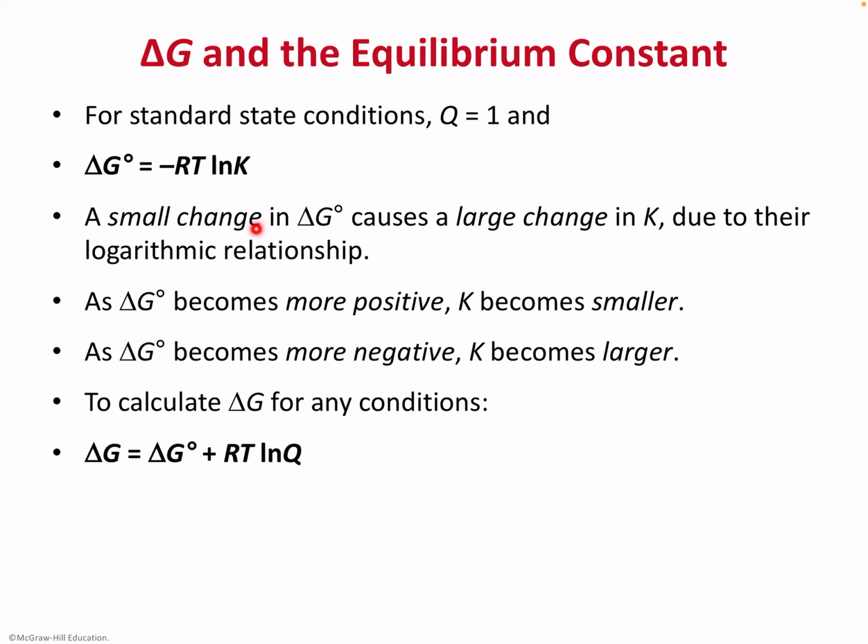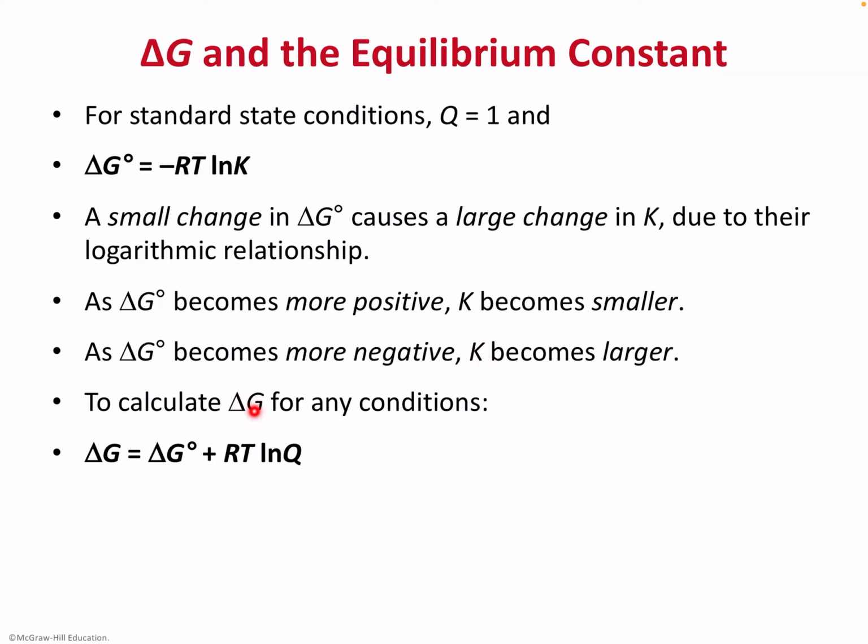A small change in delta G naught causes a large change in K due to their logarithmic relationship. As delta G naught becomes more positive, the K becomes smaller. If delta G naught becomes more negative, then the K becomes larger, meaning it's a spontaneous reaction. So the equilibrium constant is also large for a reaction like that.